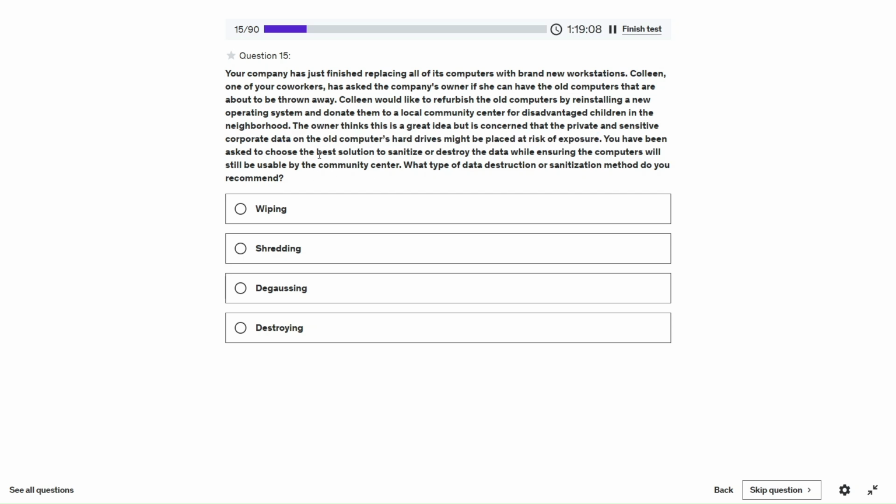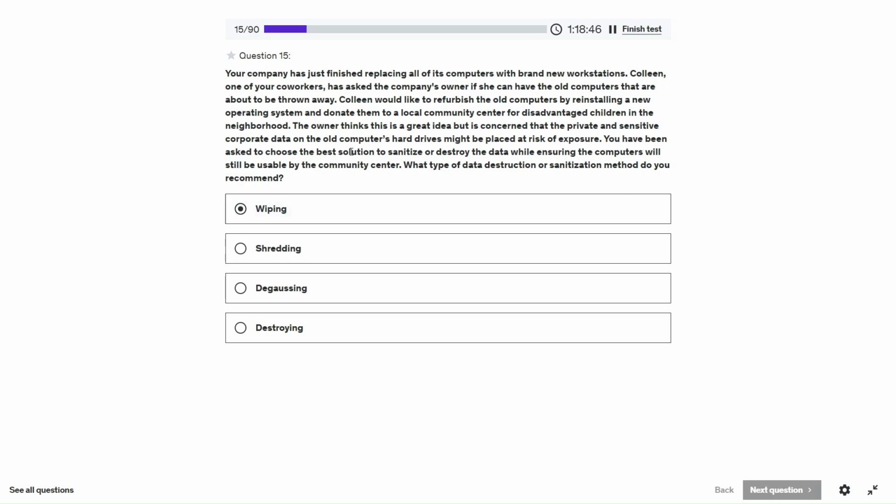You have been asked to choose the best solution to sanitize or destroy the data while ensuring the computers will still be usable to the community center. Okay, we need to sanitize or destroy the data, but in a way that the computers remain usable for the center. What type of data destruction or sanitization method would you recommend?